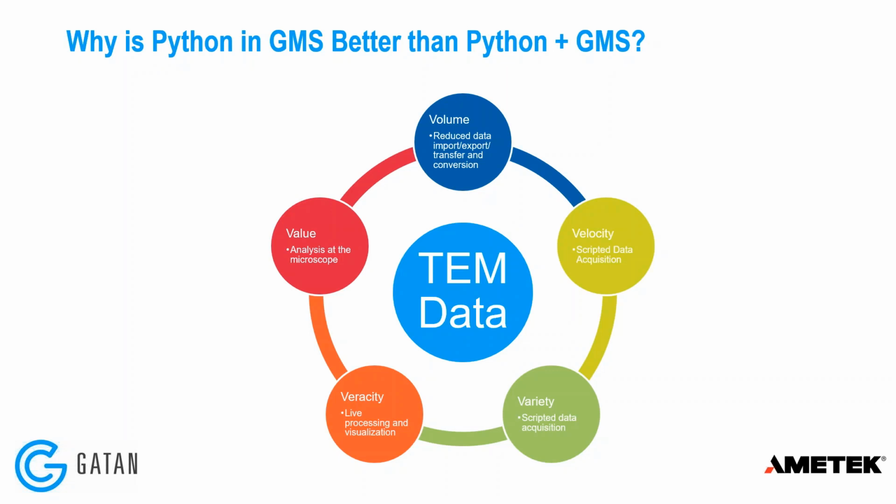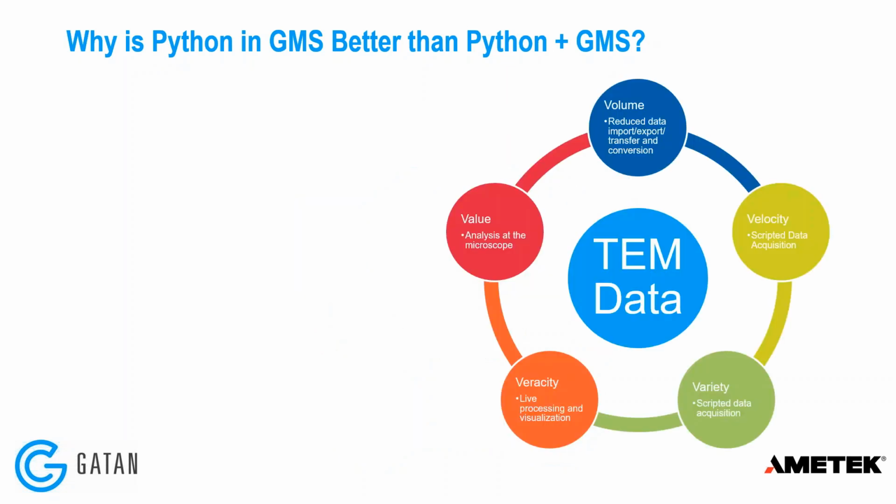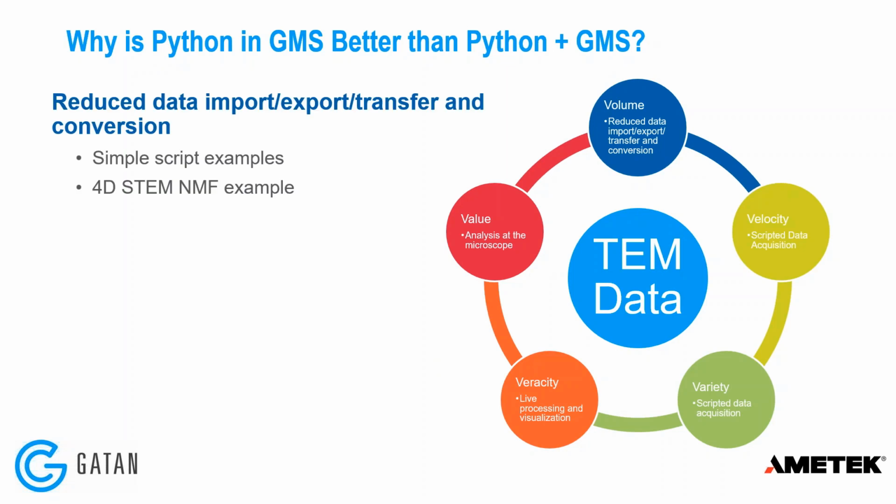But I do want to explain how each of my reasons for using Python in GMS are related to these, and I want to show some concrete examples of each of these reasons. So the first one is reducing data import and export and transfer and conversion. I'll give a couple of very simple examples of that, and then one more practical, complicated example.